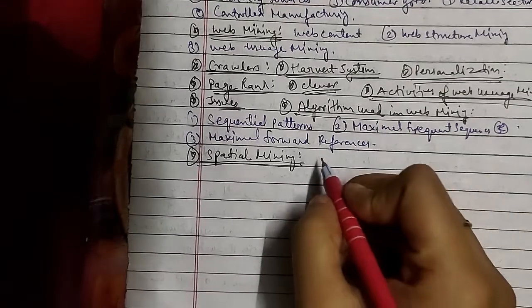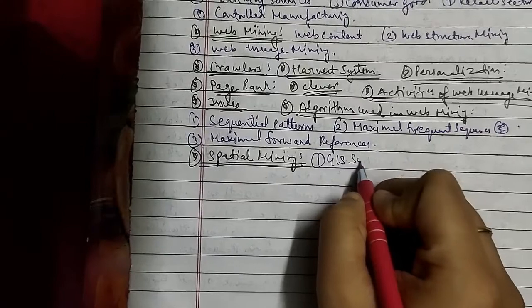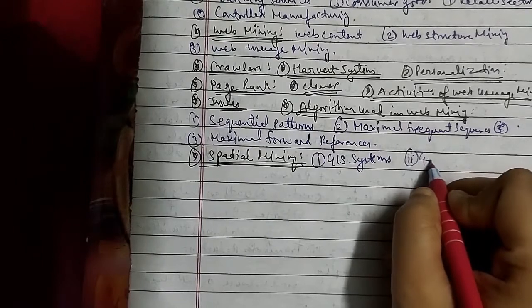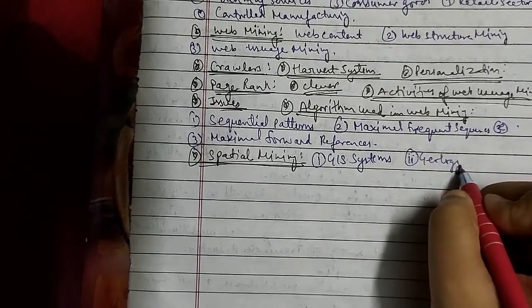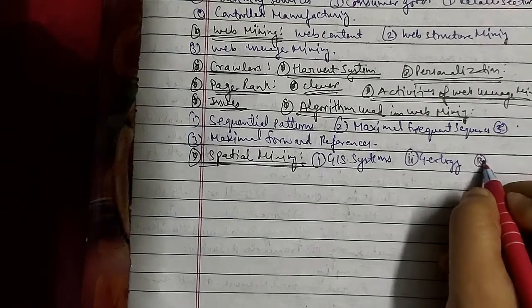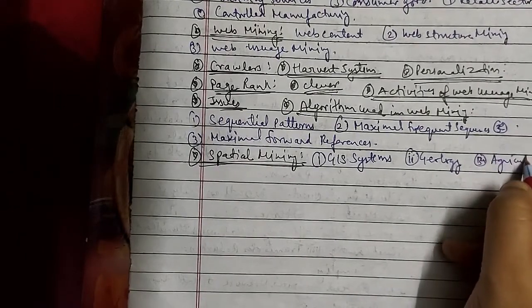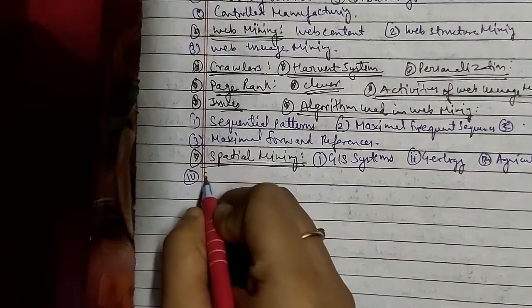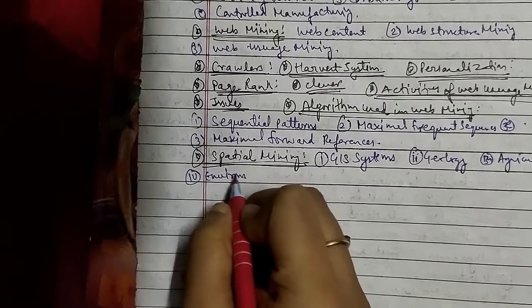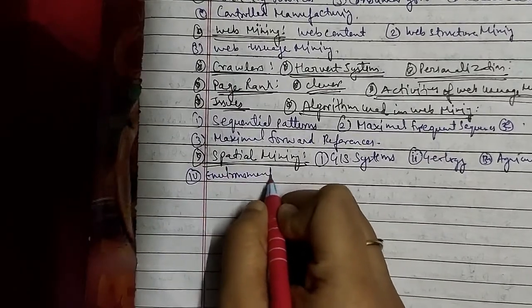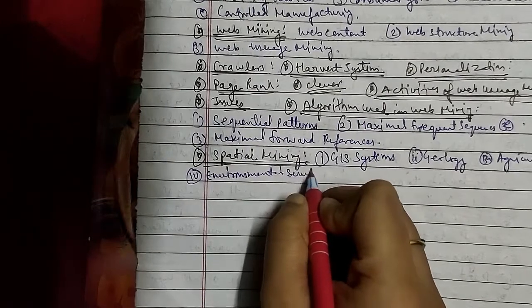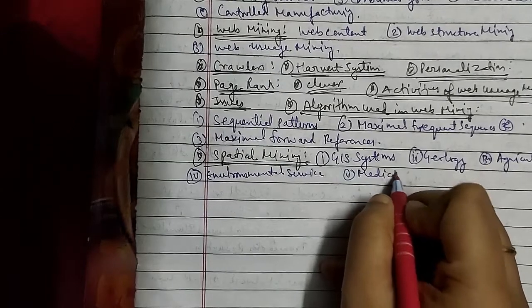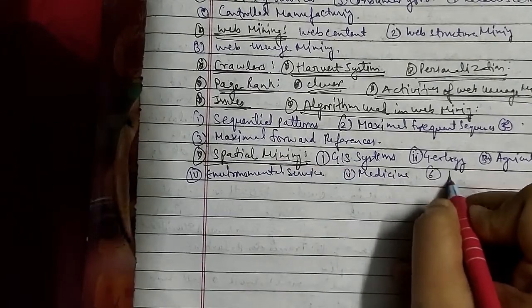The first is GIS systems. Second is geology. Third is agriculture. Fourth is environmental service. Fifth is medicine. And the sixth is robotics.